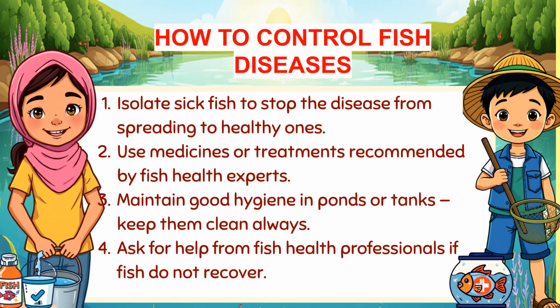Third, maintain good hygiene in ponds or tanks. Keep the area clean, remove waste properly, and use clean equipment to reduce the spread of harmful organisms. Fourth, ask for help from fish health professionals if the fish do not recover. Experts can help identify the possible cause of the disease and recommend the appropriate treatment. Remember, controlling fish diseases requires quick action, proper treatment, cleanliness, and expert guidance. By following these practices, we can protect healthy fish, reduce disease outbreaks, and maintain a productive and healthy aquaculture environment.